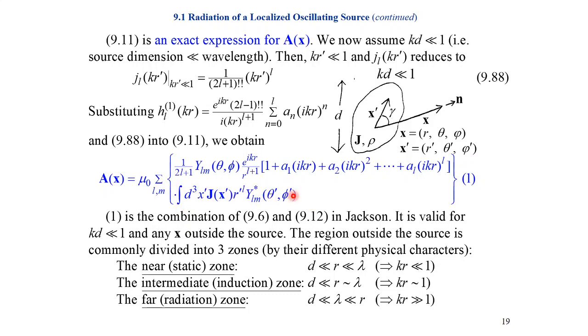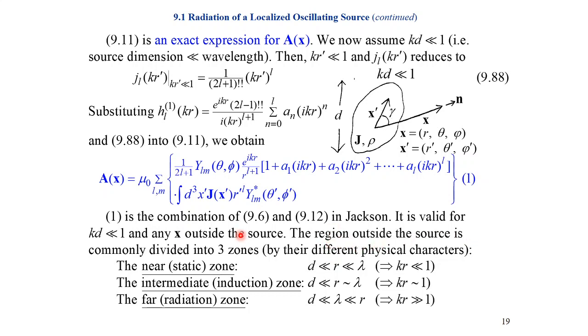And once again, this term will become much easier to deal with. To be determined, it is still not ready yet. Equation 1 is the combination of equation 9.6 and 9.12 in Jackson. It's valid for kd smaller than 1 and any x outside the source.